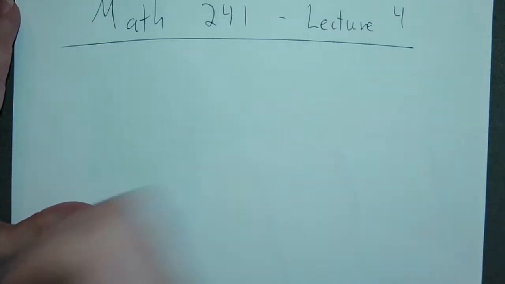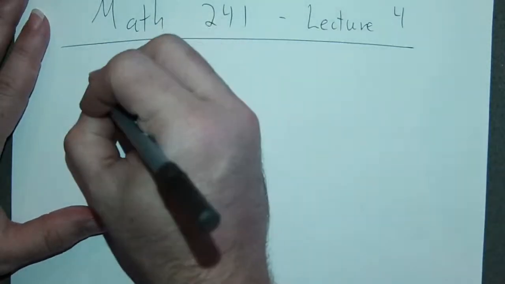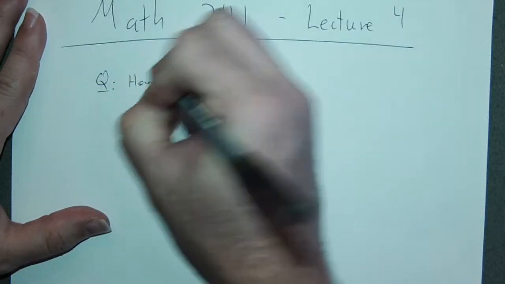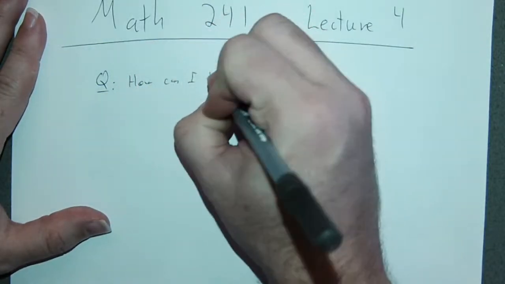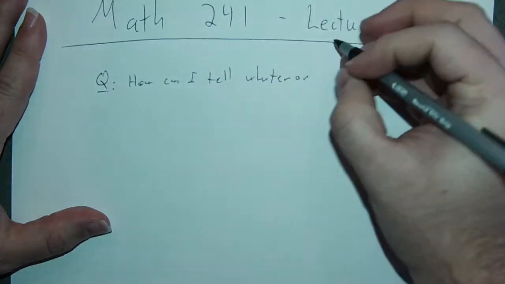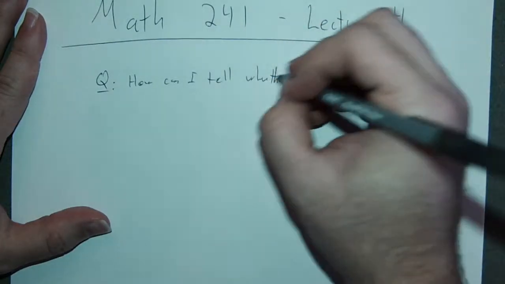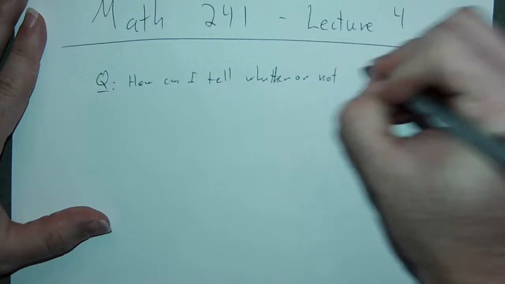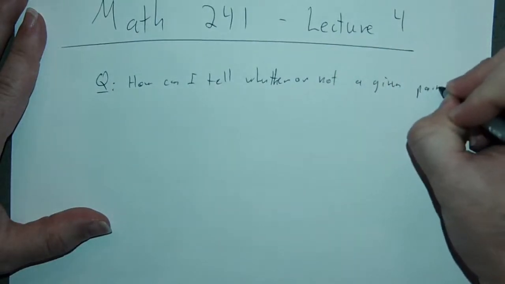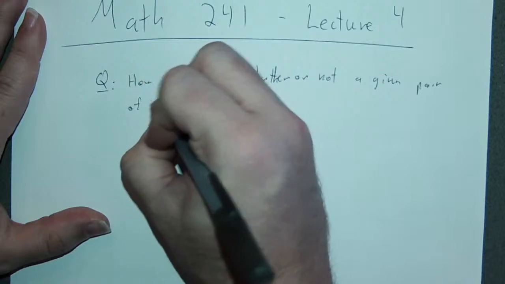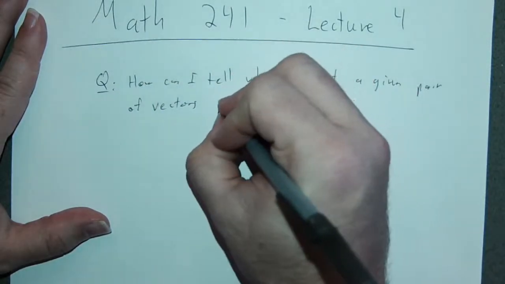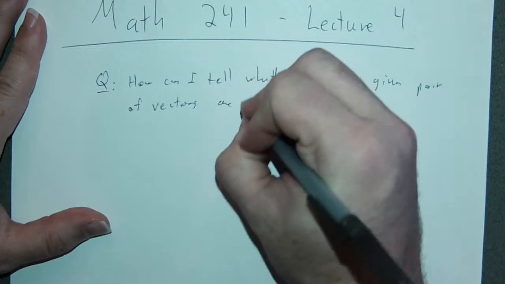So last time we saw, if I have the following question, how can I tell whether or not a given pair of vectors are orthogonal, are perpendicular?